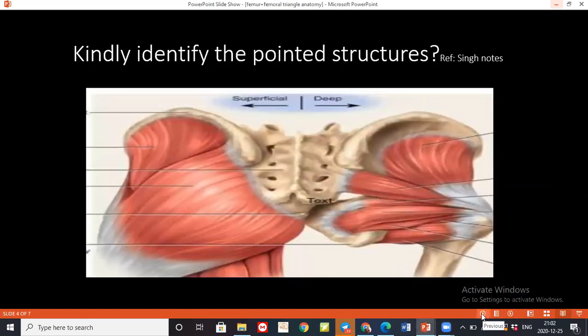A synovial joint. Bone and socket, I think. Okay. Can you tell me the blood supply of the head of the femur in adults, please?